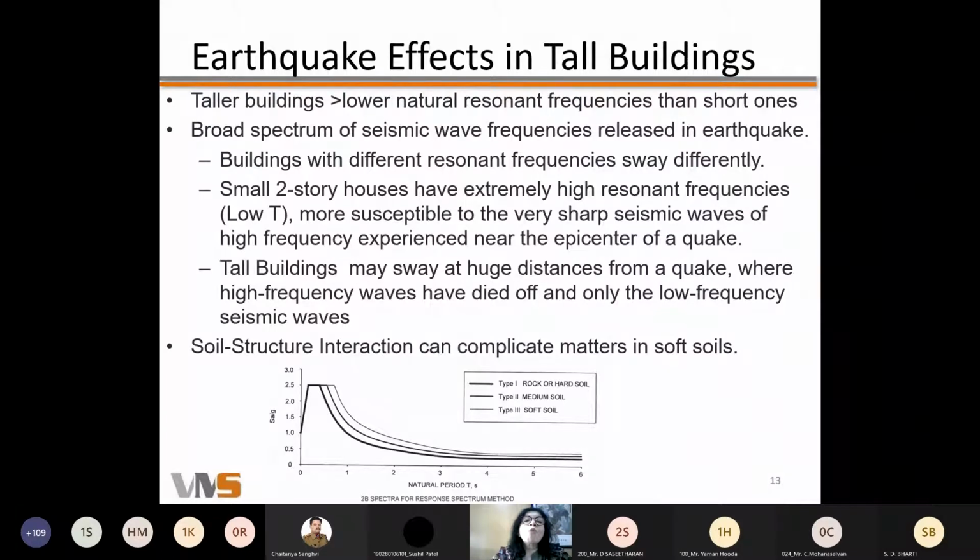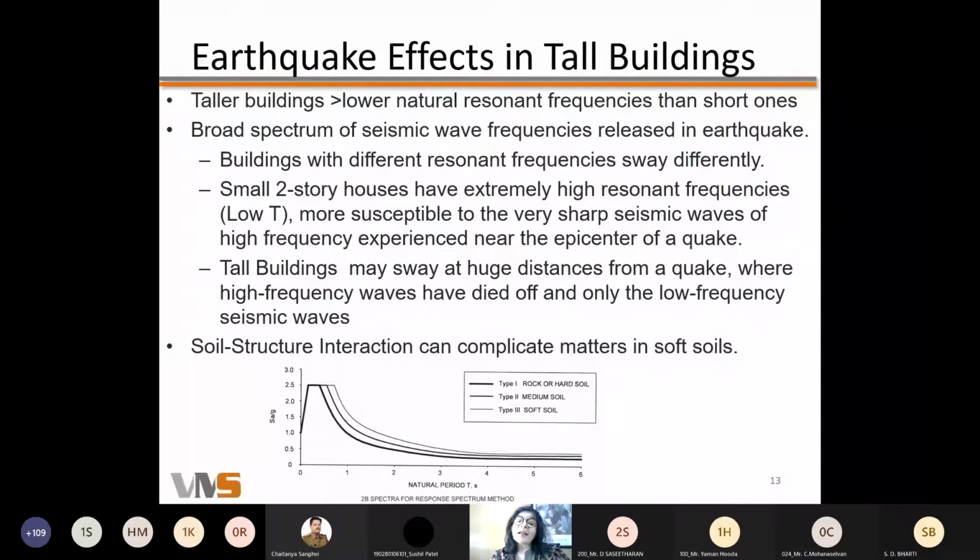So when you are near the epicenter of a quake, you have a large number of very sharp seismic waves of high frequency. High frequency means low time period, right? And all these small two-story buildings, which have a very high resonant frequency or a very low time period, get affected because there is resonance. The tall buildings closer to the epicenter are subject to these very low natural period waves, and there is not that much resonance. They may not be as affected as the low-rise buildings.